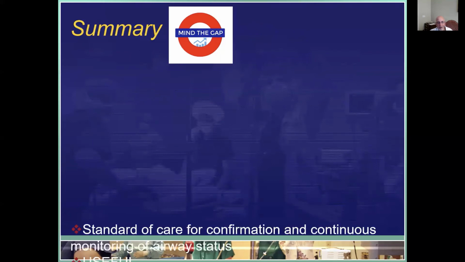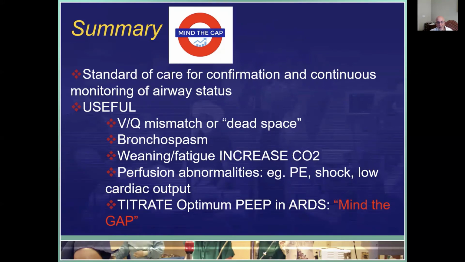So in summary, it is very important to ensure that end-tidal CO2 becomes a standard of care in the management of your patients in the ICU. It is very helpful in managing the ventilator settings and detecting bronchospasm. During weaning trials, an increase in PCO2 of 8 to 10 should lead to stopping the weaning trial or at least checking an arterial blood gas. We can also detect perfusion abnormalities such as pulmonary embolism, cardiogenic shock, low intravascular volume, and low cardiac output. Also, it is very useful to titrate optimum PEEP in ARDS.